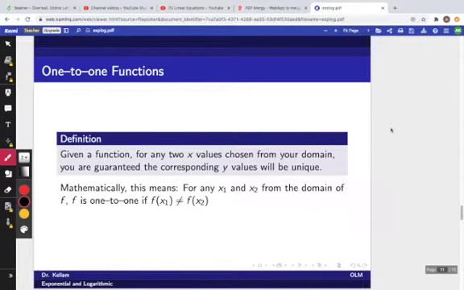And the definition you can see here is on screen. Here's the important part. As long as I pick an x1 and an x2 that are not equal to each other, then I should have this relationship.